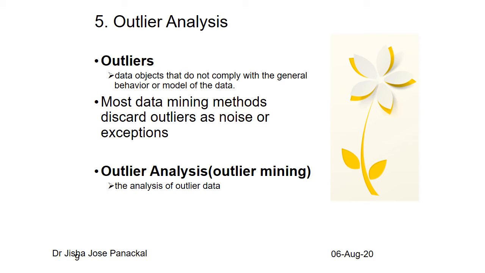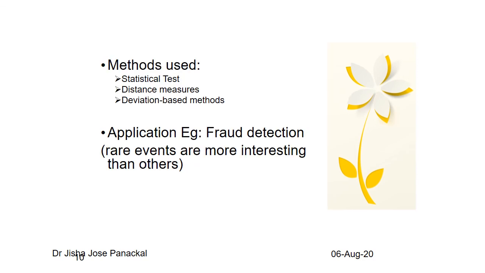Sometimes we will be interested in such outlier data, and if we want to analyze such data, we can go for outlier analysis or outlier mining. Different methods can be used for outlier analysis, which include statistical tests, distance measures, or deviation based methods. An application example for the outlier analysis is fraud detection. Here, rare events are more interesting than others.